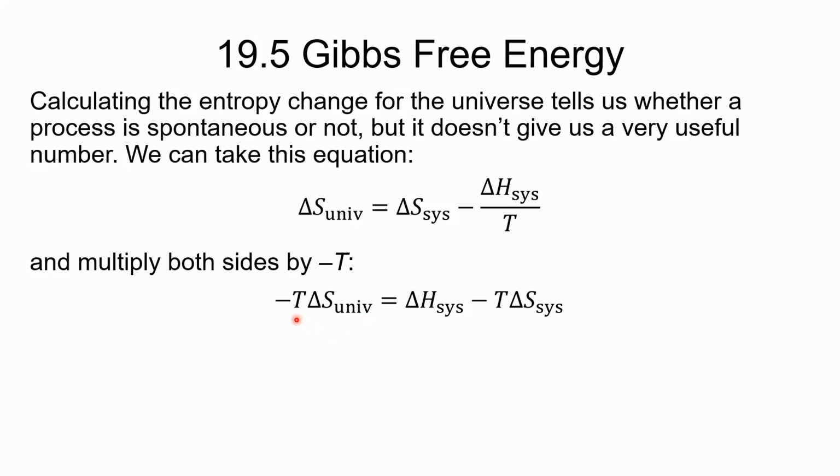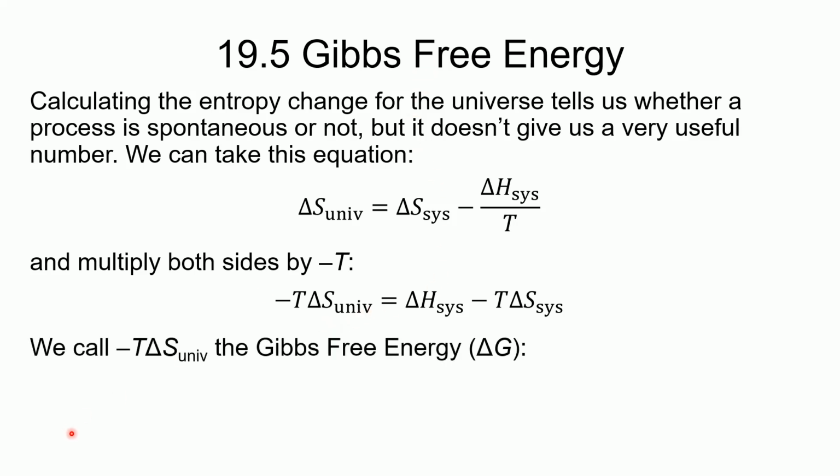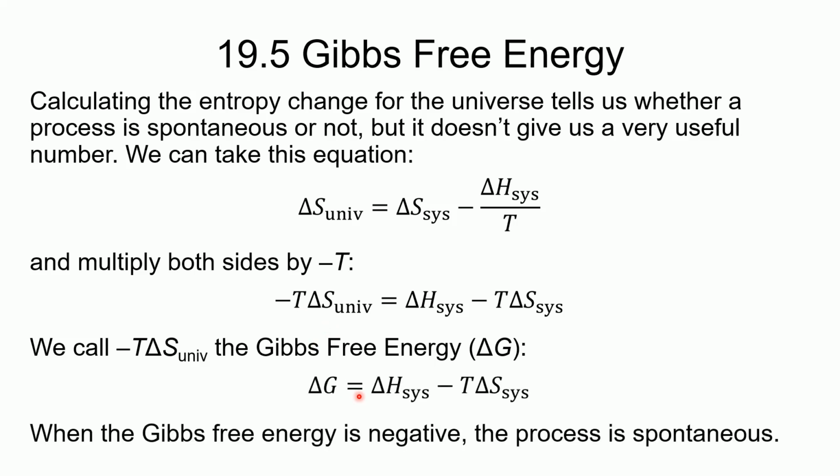It turns out that negative T delta S of the universe is the Gibbs free energy, so it tells us whether the process is spontaneous. Now we know if delta S of the universe is positive, then the process is spontaneous. If delta S of the universe is positive, then this quantity, negative T delta S, is going to be negative. That means if the Gibbs free energy is negative, the process is spontaneous. If the Gibbs free energy is positive, the reaction is not spontaneous in the forward direction.